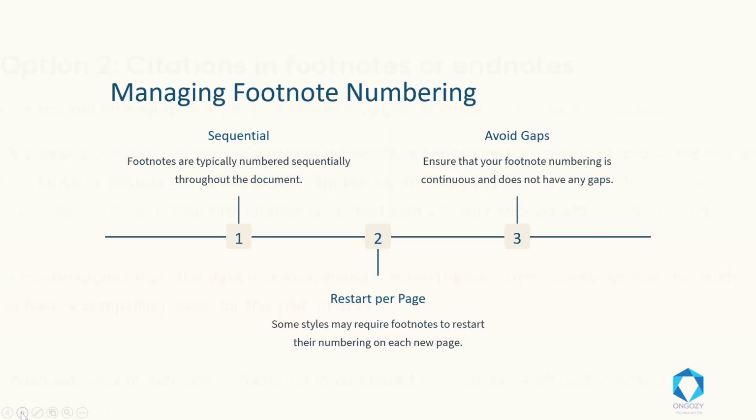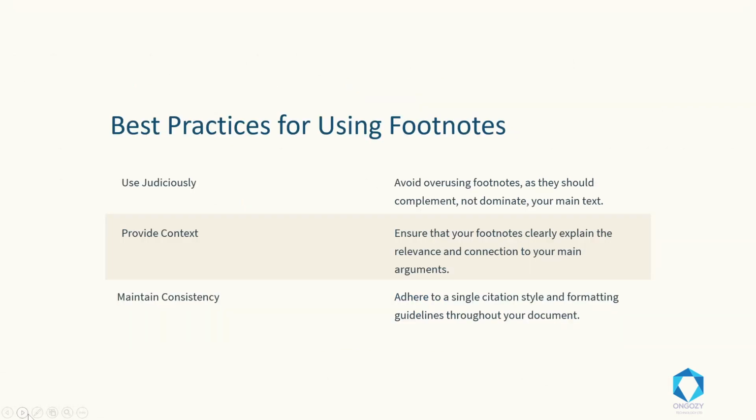How do you manage footnote numbering? Number one, you ensure it is following a certain sequence. The footnotes should be numbered sequentially throughout the document. Then you avoid gaps. Ensure your footnote numbering is continuous and does not have any gaps. Some institutions will require that you restart your footnote numbering on every new page. So ensure you are following the guidelines that are given by your supervisor or your institution.